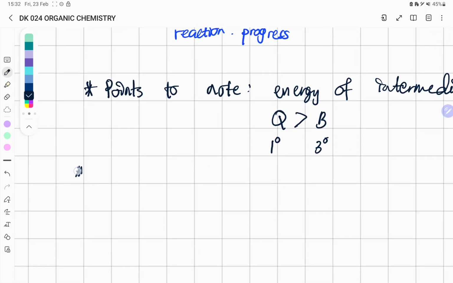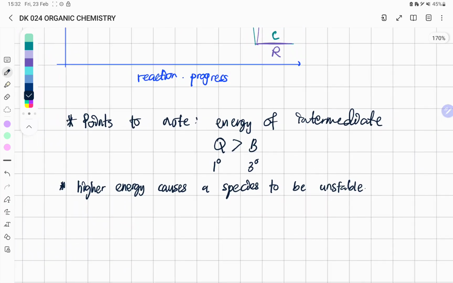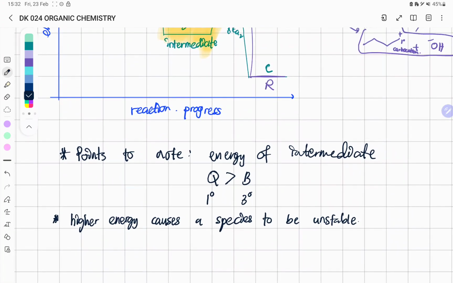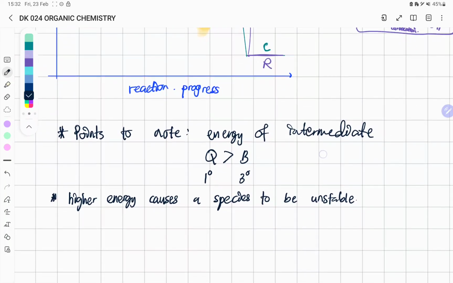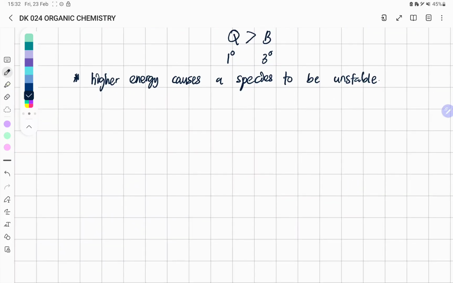And another point to note is that higher energy causes a species to be unstable. Okay, jadi kalau tenaga tinggi, dia tak stable. So antara primary dengan tertiary, yang mana lagi tak stable? Primary, because tenaga primary lagi tinggi. And there is a reason for this. Okay, the reason being is, let's have a look.